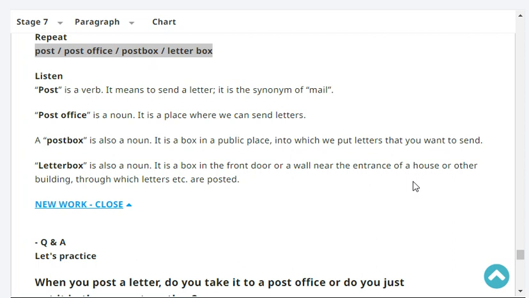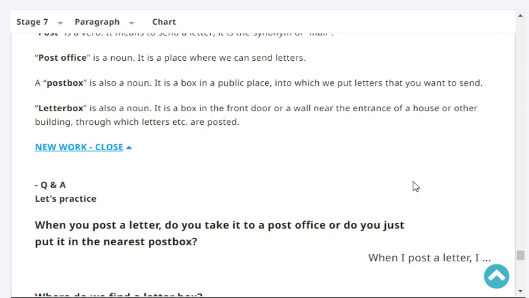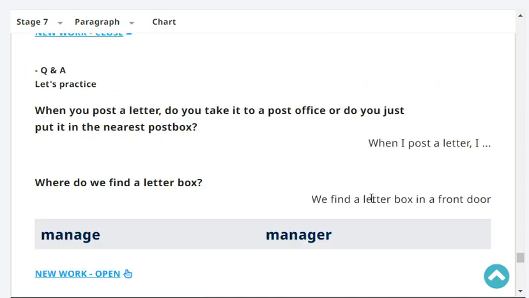When you post a letter, do you take it to the post office or do you just put it in the nearest post box? When I post a letter, I just put it in the nearest post box. Very good.